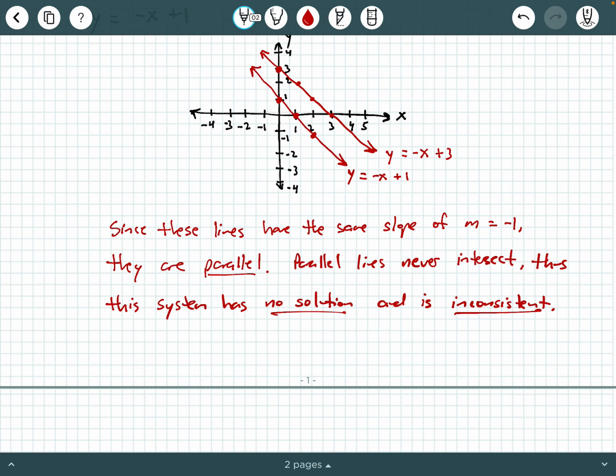And that would mean that that system has no solution, because a system has a solution based on where those lines intersect. And if they never intersect, that means there's no solution. And another way of saying that a system has no solution is calling it inconsistent. So hopefully this helps you understand the idea of parallel lines and why a system of equations of parallel lines has no solution.